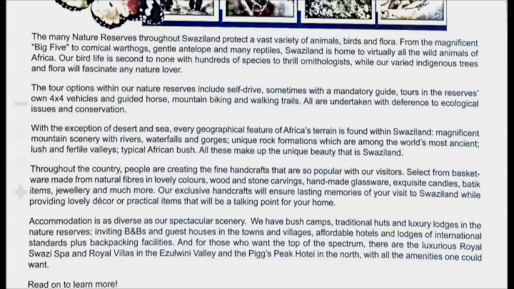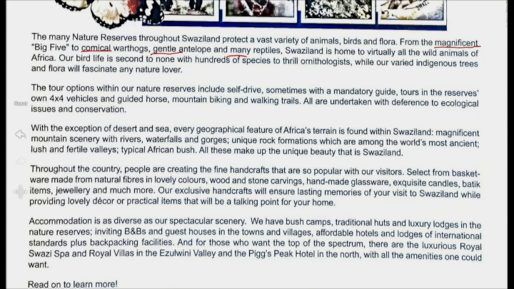The many nature reserves throughout Swaziland protect a vast variety of animals, birds, and flora, from the magnificent Big Five to comical warthogs, gentle antelope, and many reptiles. Swaziland is home to virtually all the wild animals of Africa. Our bird life is second to none, with hundreds of species to thrill ornithologists.